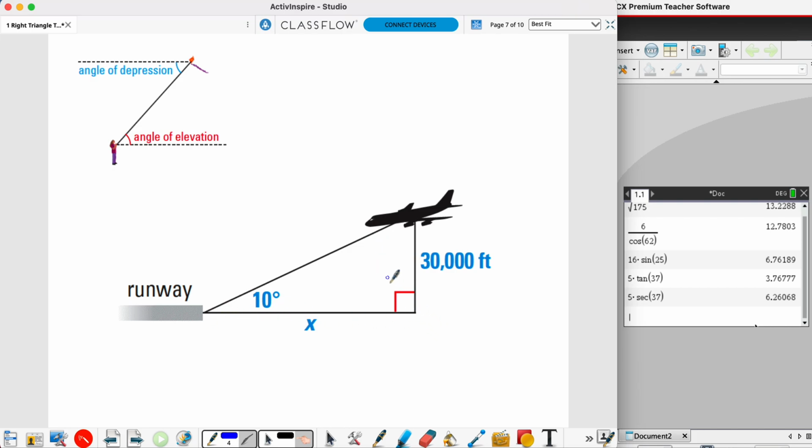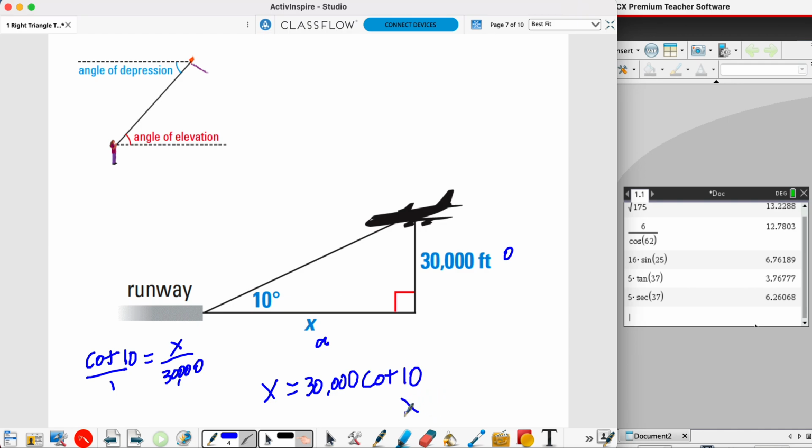Well, we just run trig. This is our opposite side. This is our adjacent side, so we can use tangent or cotangent. I'll go ahead and use cotangent. So cotangent of 10 is equal to x over 30,000. Cross multiply, x is equal to 30,000 times the cotangent of 10. Put that in our calculator.